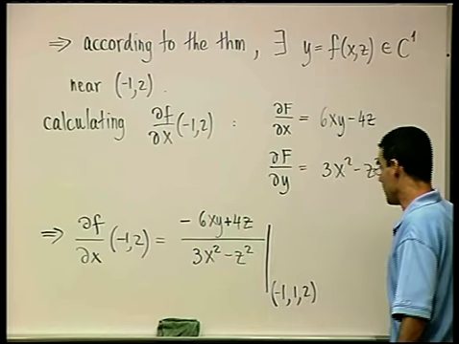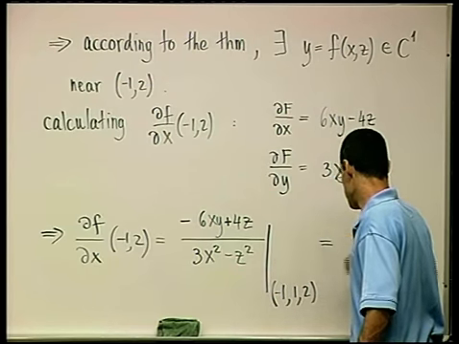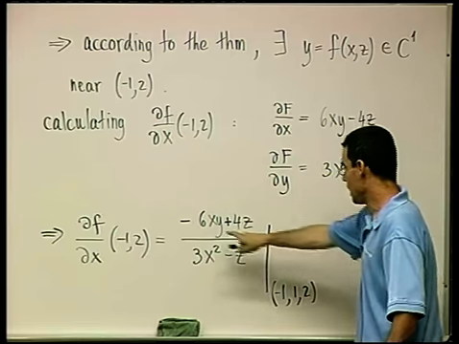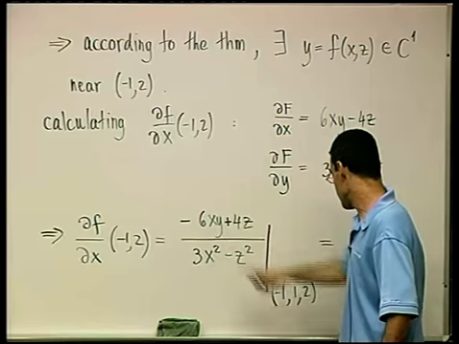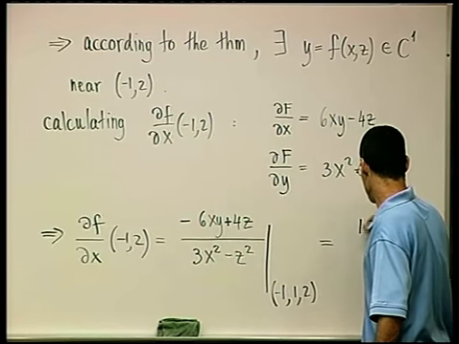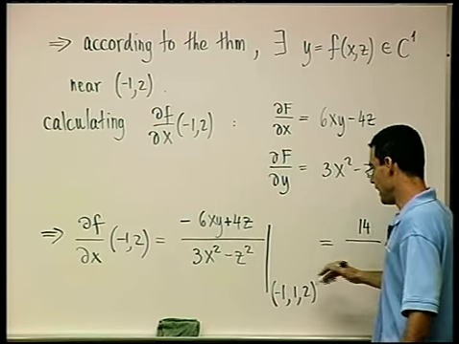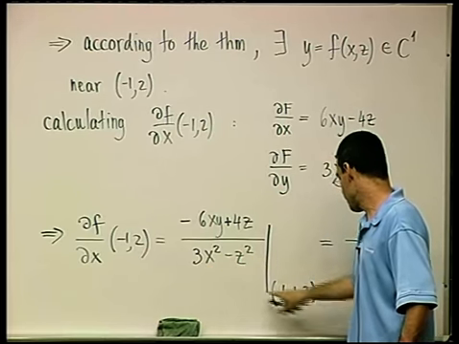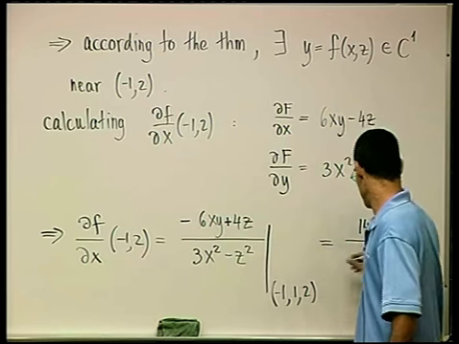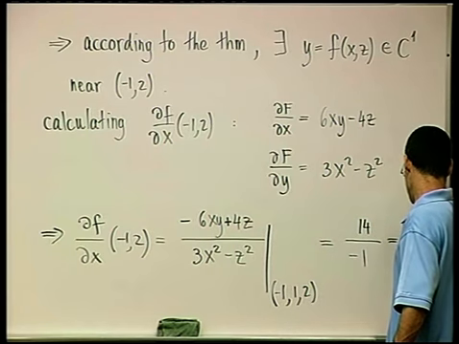Okay, so what do we get? Now it's just plugging in numbers. Negative 1 times 1, so we get a 6 here, plus 8, so we get 14, divided by negative 1 squared, so we get 3 minus 4 by negative 1, so we get minus 14.